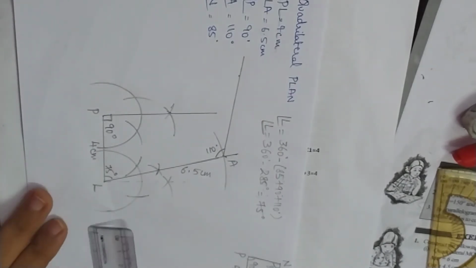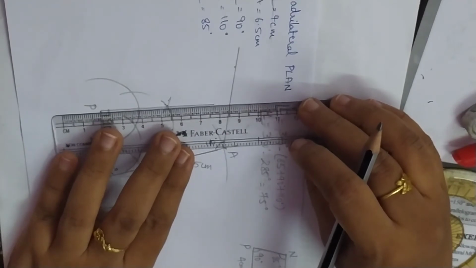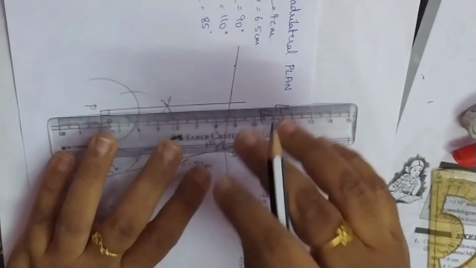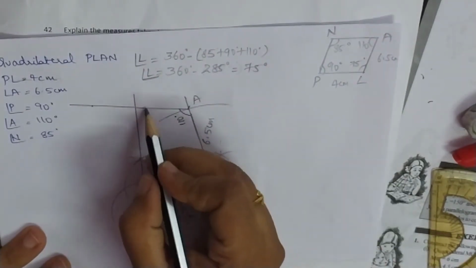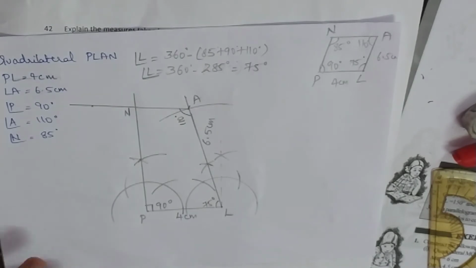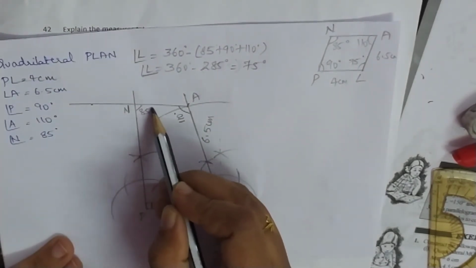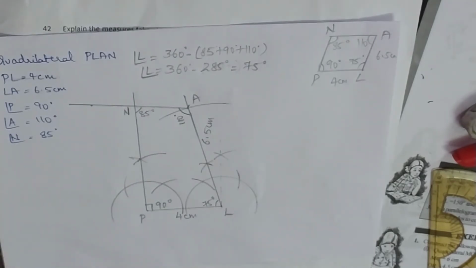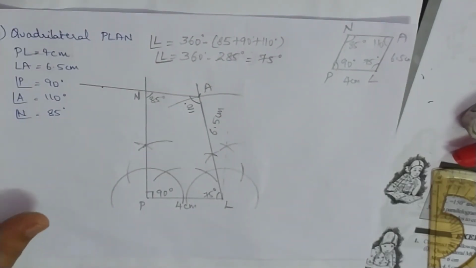Okay. And then you're just going to join this. This point will be point N. This is the construction we do, children. PLAN. This is surely going to be 85 degrees. I hope you have understood the construction. Let's move on. Let us do the third construction.